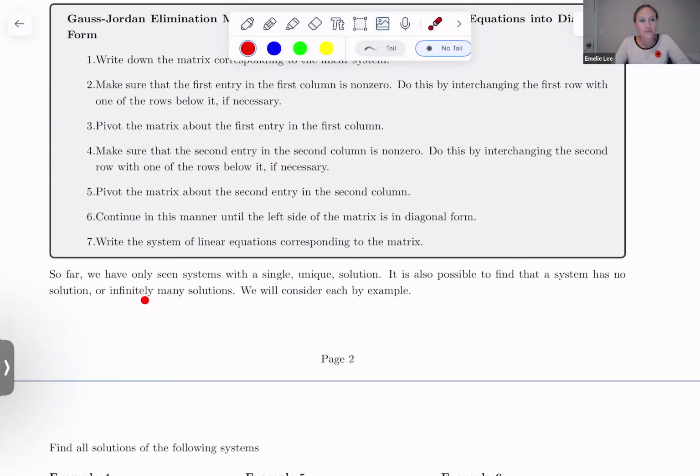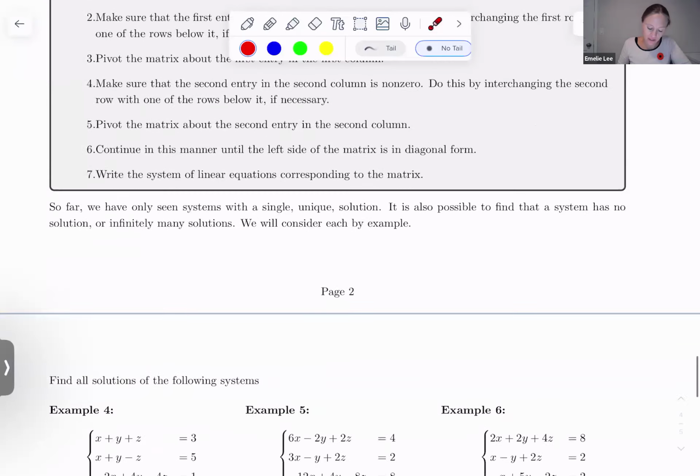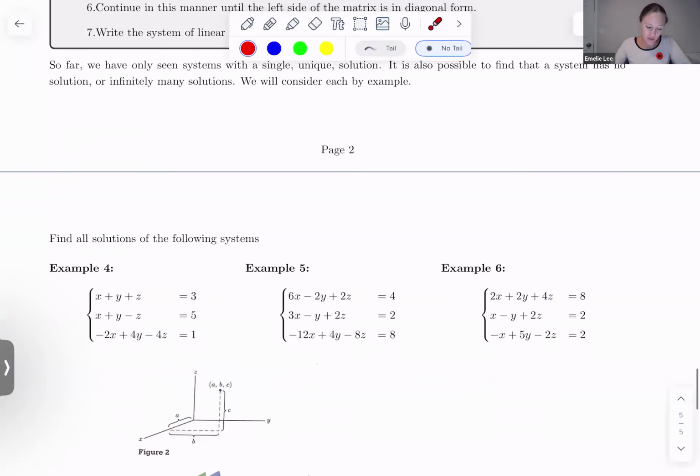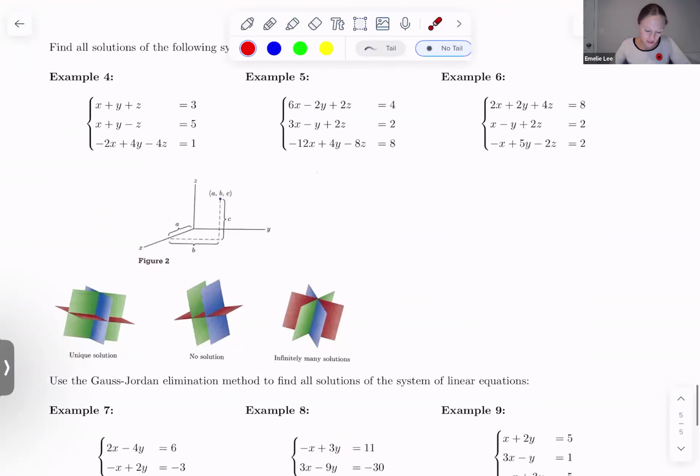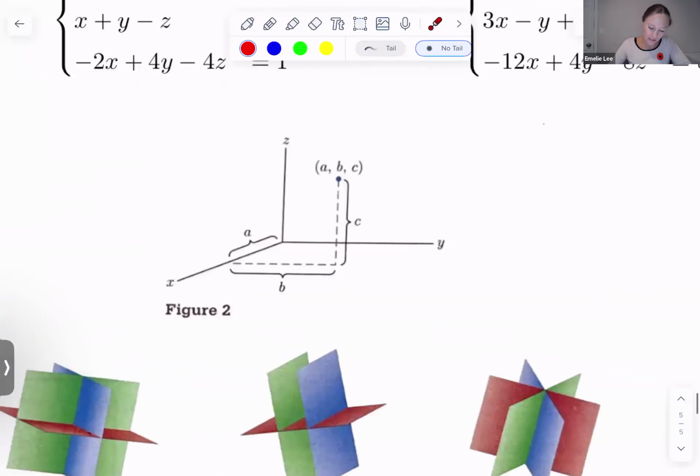So far, we've only seen systems with a single unique solution. That's not always the case, of course. It's also possible to find that a system has no solution or infinitely many solutions. And so we're going to consider each by example. But first, before we do these examples, I just want to show you what it looks like.